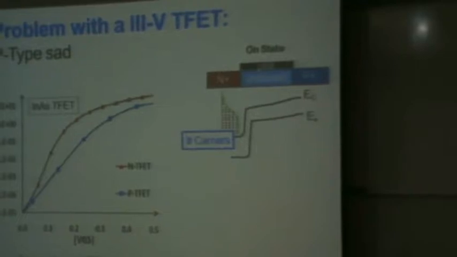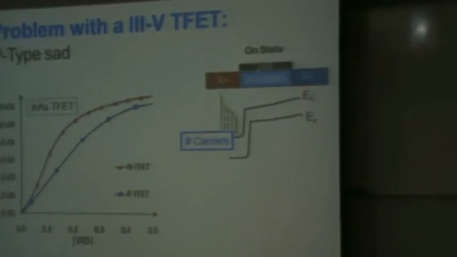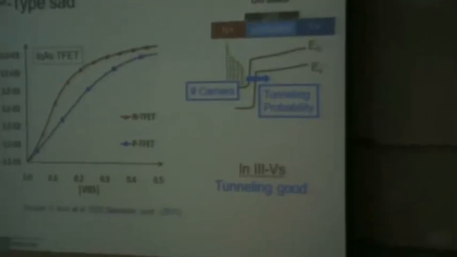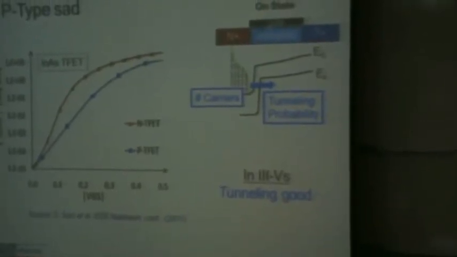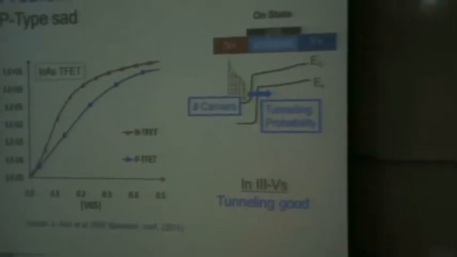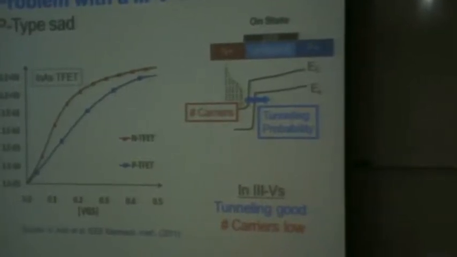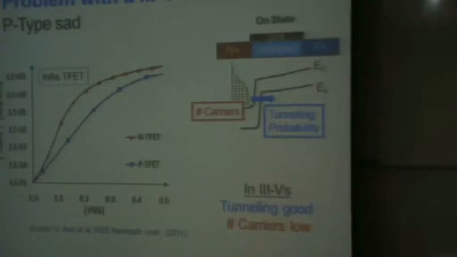You're going to have the number of electrons that are in the conduction band, and you're going to have their ability to tunnel into the valence band. And you can reverse this picture if you think about holes tunneling, but I'm going to just stick with electrons right now. So for III-V devices, this tunneling probability is quite good. However, the number of carriers in the conduction band, because of the low density of states in the conduction band, is not very good in III-V devices. So you don't get the kind of current that you would like.